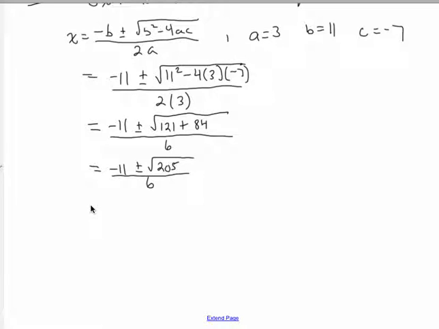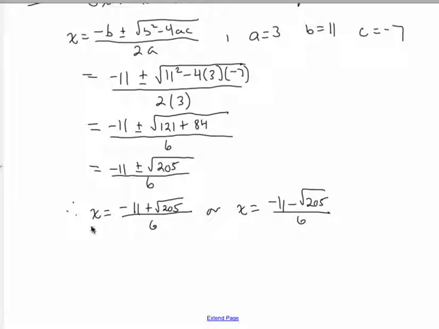205, is there a perfect square in there somewhere? I'm not sure, and I don't want to figure it out. Anyway, therefore, x is equal to -11 plus the square root of 205 all divided by 6, or x is equal to -11 minus the square root of 205 over 6. Done. That is how you use the quadratic formula.